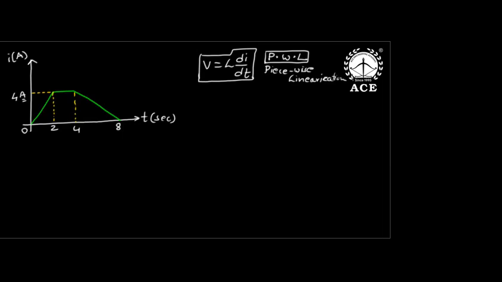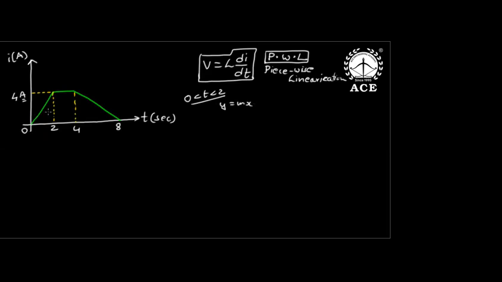First I will take from 0 to 2 seconds. If I can express the current function in time, differentiate it and multiply with the inductor, I will get the voltage. Now what is the current function? This current function is like y equal to mx from 0 to 2 seconds.